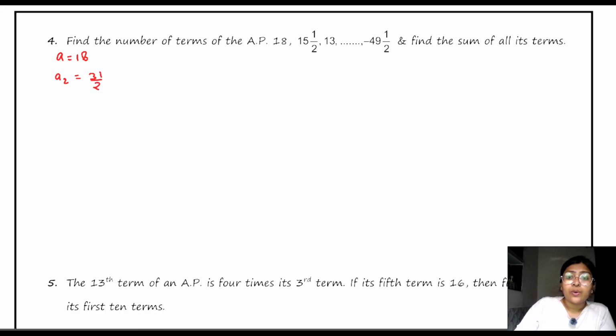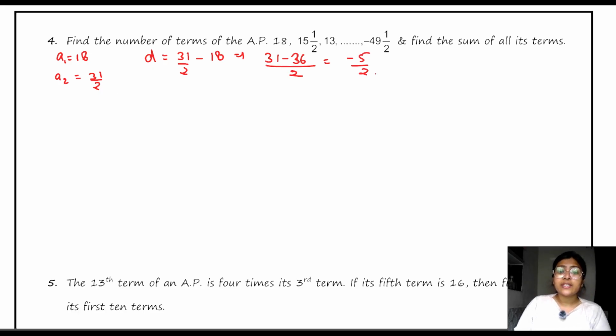Very good. The first term is given, the second term is given. We can find out the common difference. So the common difference will be succeeding term minus preceding term. So it will be 31 by 2 minus 18. It is going to be 31 minus 36, because 18 times 2 is 36, divided by 2. It is going to be minus 5 over 2. So the common difference is minus 5 by 2. The last term is also provided as minus 99 over 2.